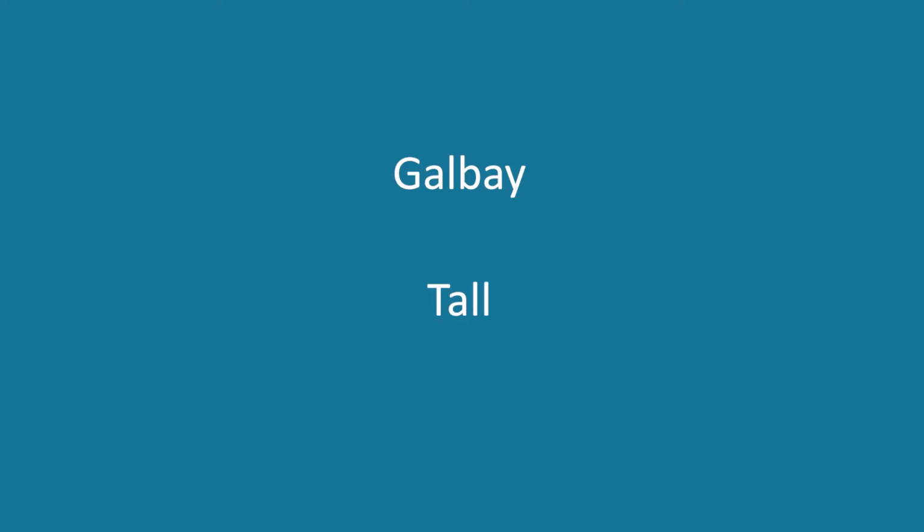Let's read the words we need to remember. Galbay means tall. Murru means short. Warrga means big. Bitha means small. Gangarru means kangaroo.